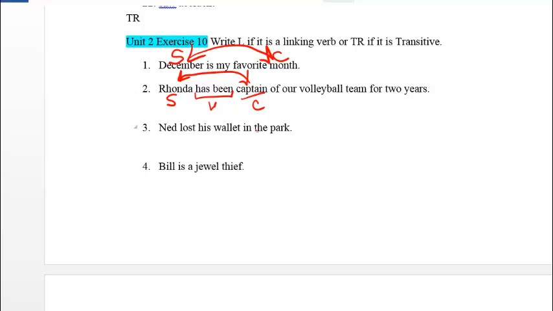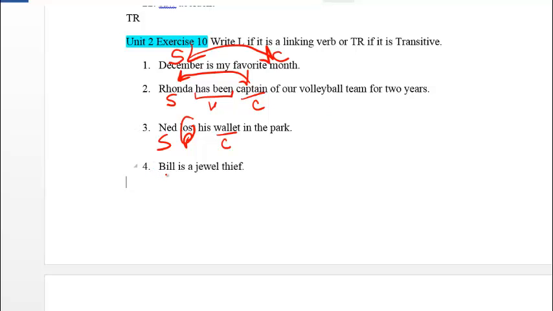Next is Ned lost his wallet in the park. Now, Ned is the subject, lost is the predicate, wallet is the complement. Is Ned doing something? Or did Ned do something? In this case, yes, he lost it. Also, lost isn't part of the linking verbs that we looked at.